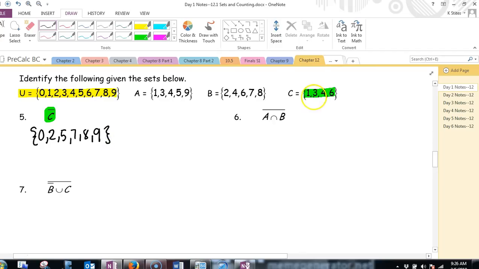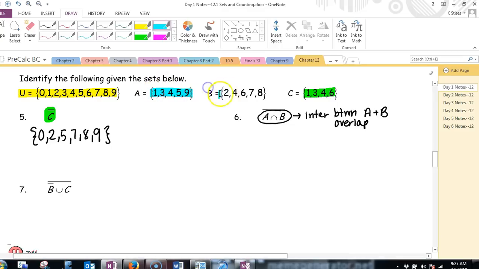So that's the complement of C. You're comparing it to the universal set here. All right, number 6, we want the complement of A intersect B. So you're going to find this first. This is the intersection between A and B, meaning the overlap between A and B.